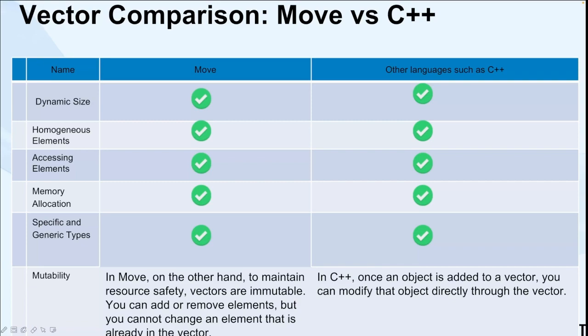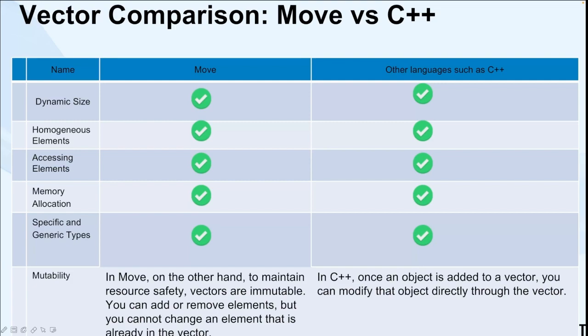A vector in Move shares many similarities with vectors in C++. Here are some comparisons. The first one is dynamic size. Both Move and C++ vectors are dynamic arrays, meaning that they can change size at runtime. You can add elements or remove elements from both types of vectors as needed. The second one is homogeneous elements. Both types of vectors are homogeneous collections, meaning they can only contain elements of a single type. For instance, a vector of integers can only contain integers.